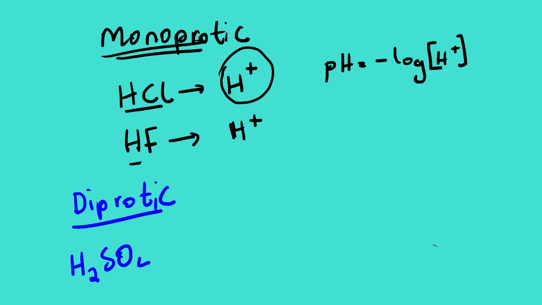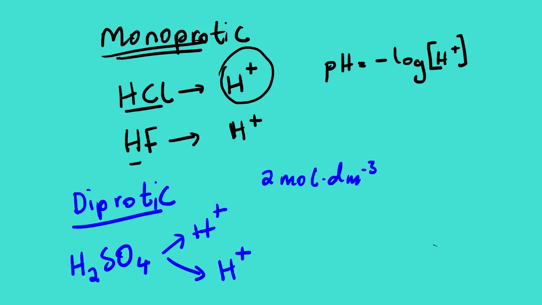For example, H2SO4. This will produce two hydrogen ions. So let's say during stoichiometric calculations, you calculate the concentration of sulfuric acid, and you find that it's 2 mole per dm cube. This is the concentration of sulfuric acid. So if you want to know the pH of the sulfuric acid, which has a concentration of 2 mole per dm cube, you should know that sulfuric acid produces 2 hydrogen ions.